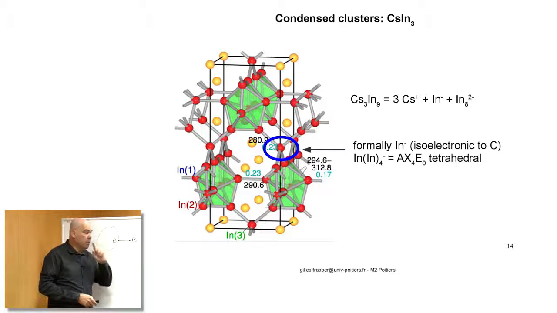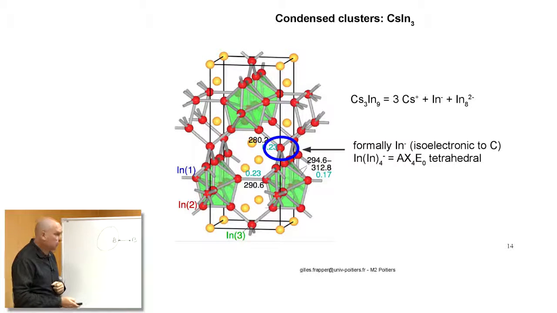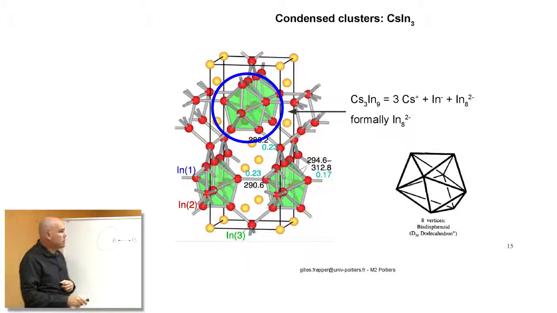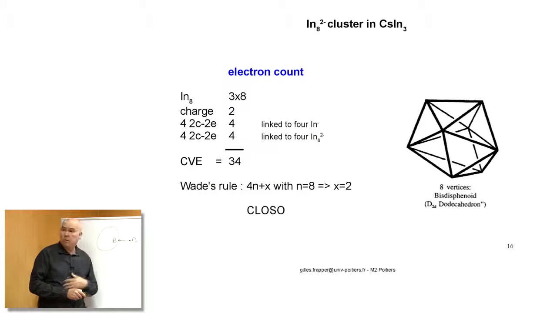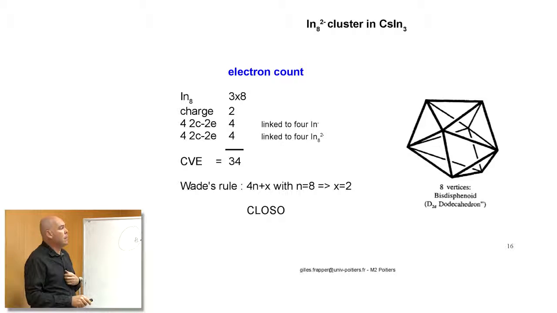So here is the first indium crystallographic site. And the second one is this cluster, you see, in green here, which looks like this. It is what we call a bis-disphenoid cluster, made of 8 indium atoms, formally with a charge of 2 minus. So why do we have such a geometry? You have to count the valence electrons. For In8 you have 24 electrons, 3 per indium. You have a charge of 2.